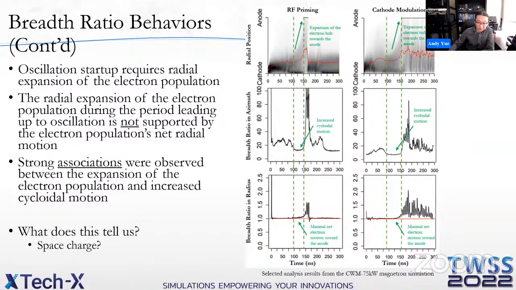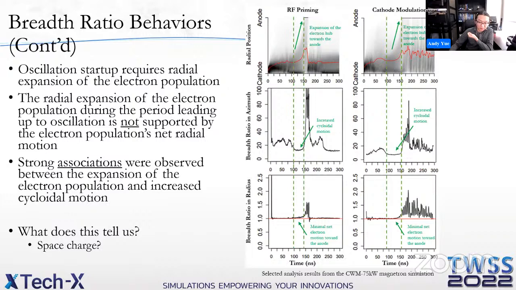However, if we look at the radial breadth ratio, that's the 2 subplots on the bottom, during when the radial position was expanding, we see that the ratios remain flat, which indicates that the radial expansion of the electron population is not supported by the electron population's net radial motion, which is counterintuitive. At the same time, we see the timing of the azimuthal breadth dip coincides with the timing of the radial expansion of the electron population, suggesting strong associations between the 2.